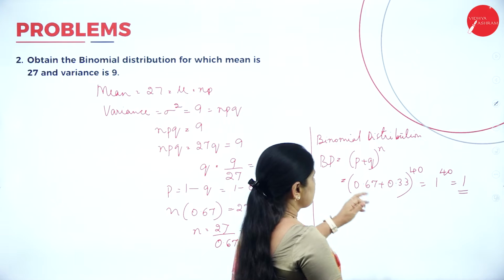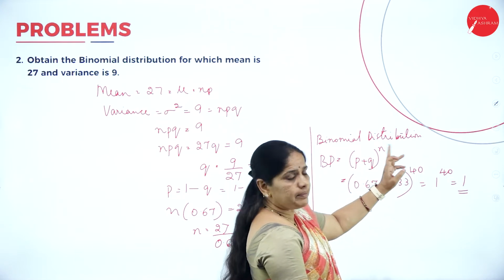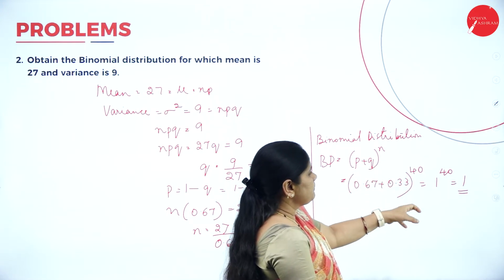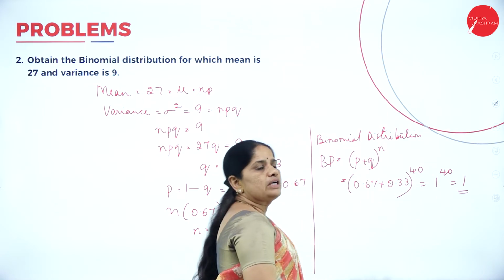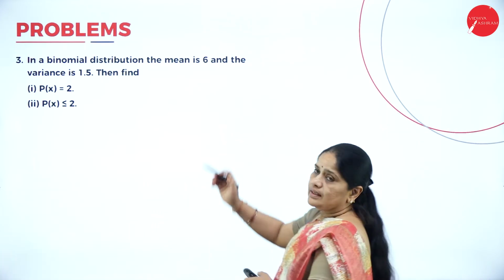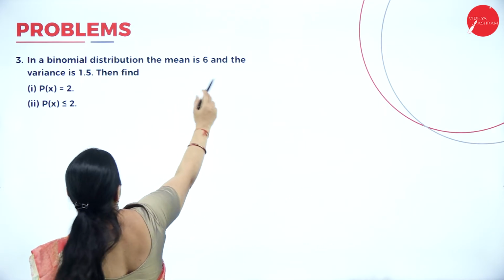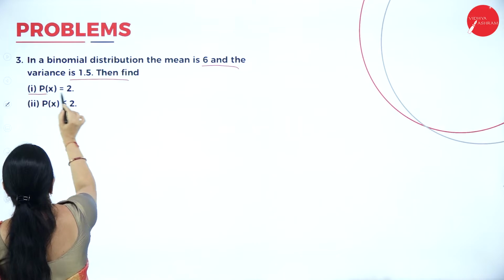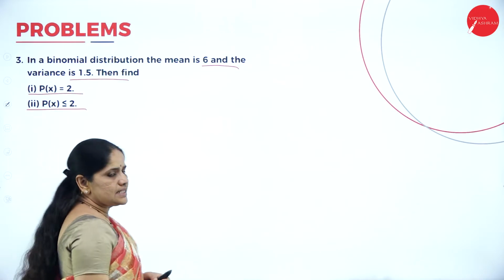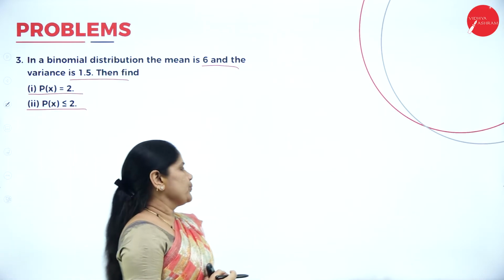Now the binomial distribution will be (p plus q) whole to the power of n. So (0.67 plus 0.33) to the power of 40, that will be 1 to the power of 40, that is equal to 1. The next problem: in a binomial distribution, the mean is 6 and the variance is 1.5. Then find P of x equals 2 and P of x less than or equal to 2.